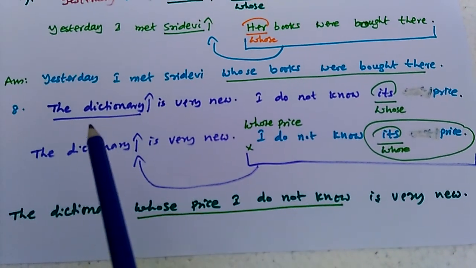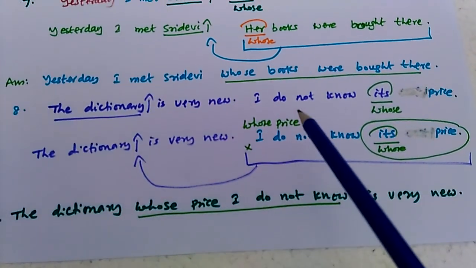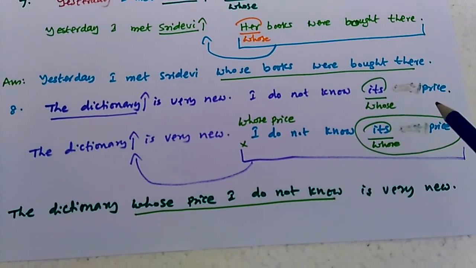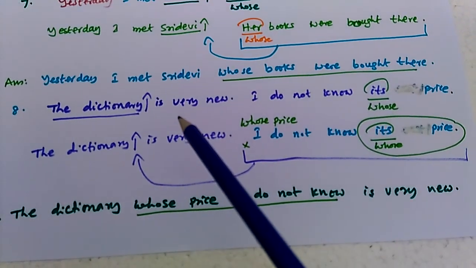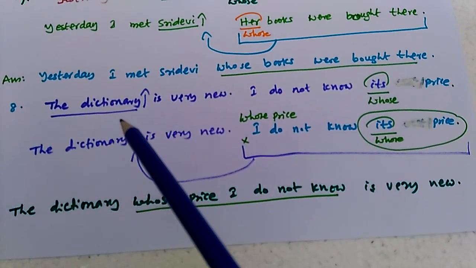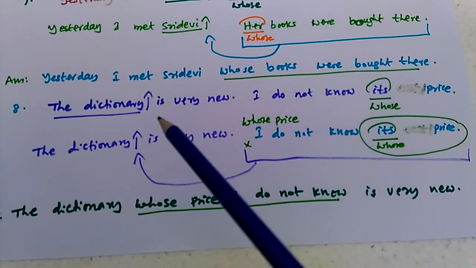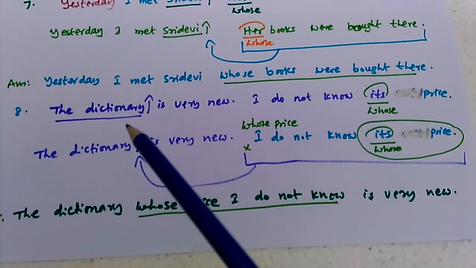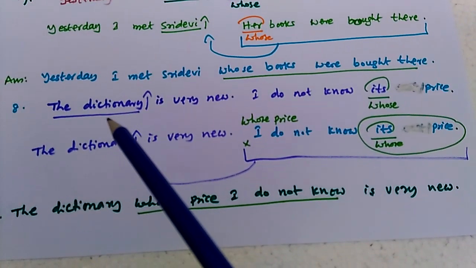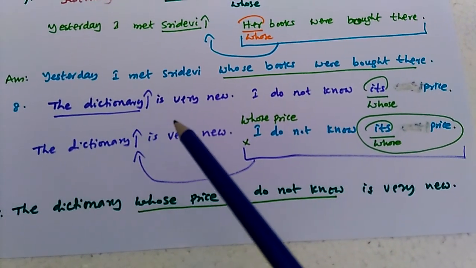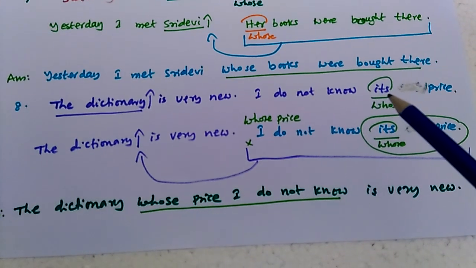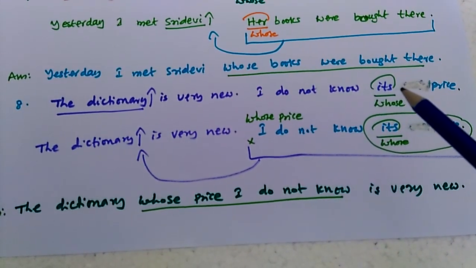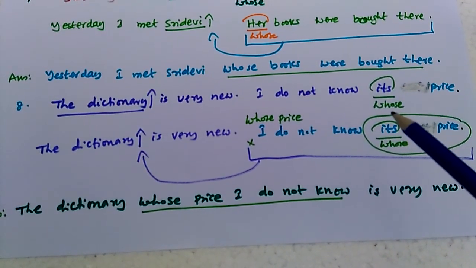And next example, the dictionary is very new. I don't know its price. Now, first you have to identify the identical phrases, dictionary and its. And next we have to put arrow mark immediately after one of the identical phrases, that is dictionary. And then the other identical phrase its is to be removed. There we have to write whose.